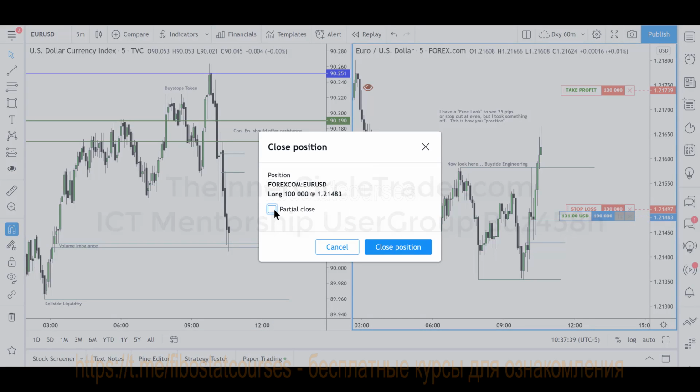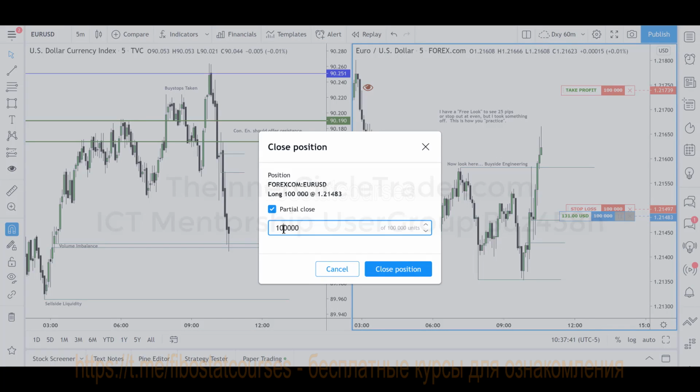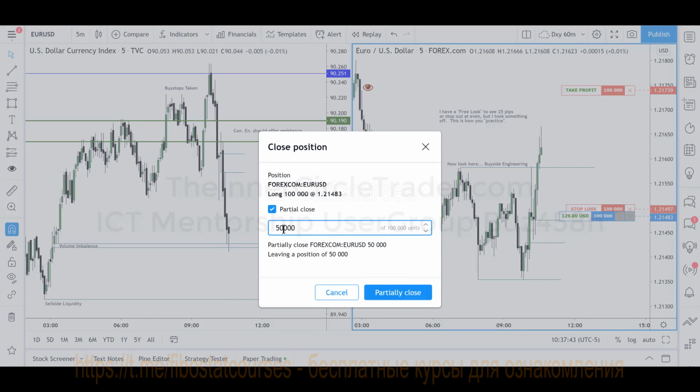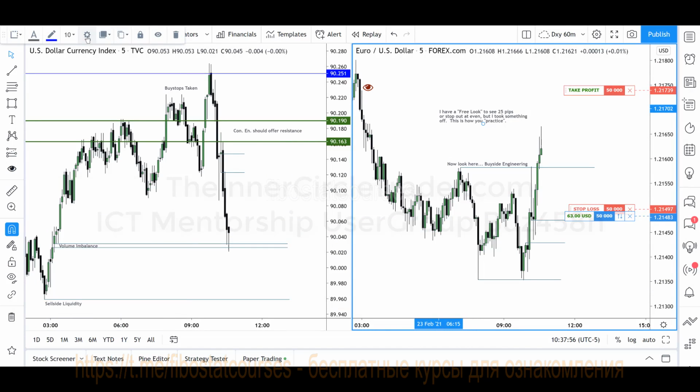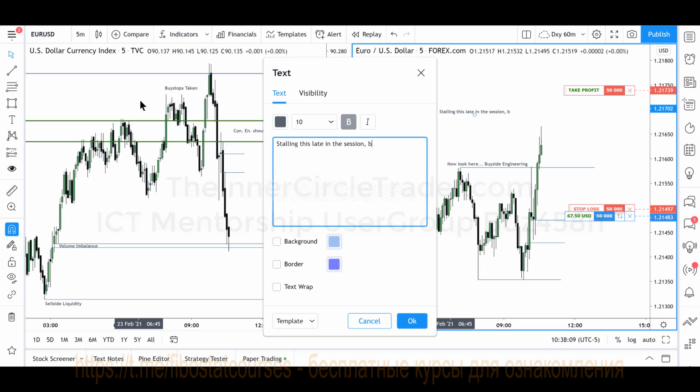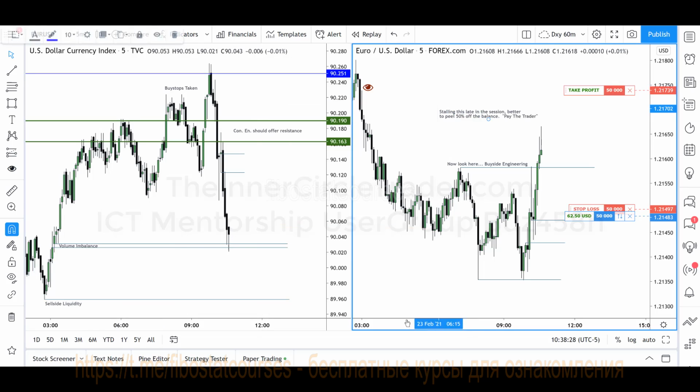So I'm going to take half the position off here due to time. Okay, the time of the day is 10:37, so I'm taking half off, or the equivalent of $5 per pip. So the 100,000 leverage I had on balance now is only 50,000, which is equivalent to $5 per pip. So now I've paid myself, the trade has been funded, and I've taken two partials, or the equivalent of 75,000 leverage.